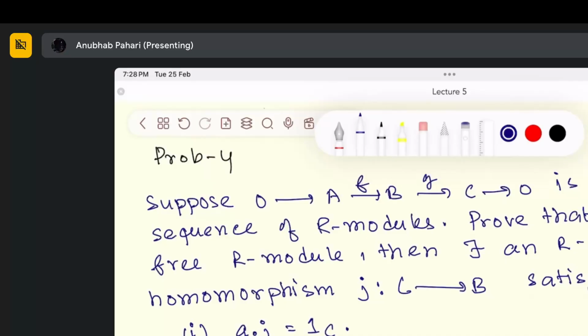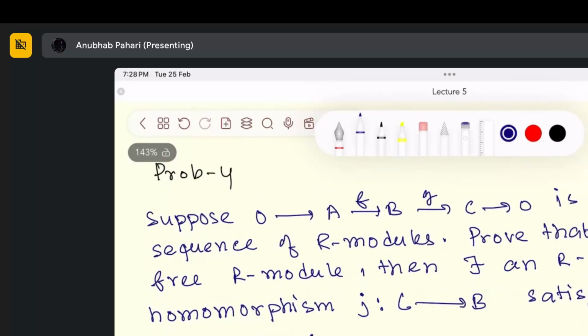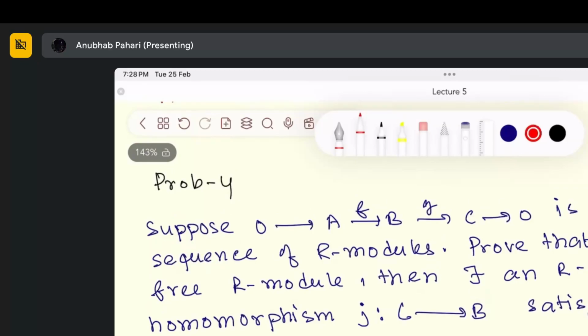What I'm trying to show is that this free module is a projective module, but since projective module has not been introduced, just try to remember this as this property, but this is basically the definition of a projective module. And then conclude that B is isomorphic to A plus C.